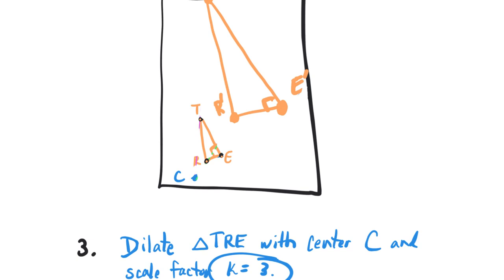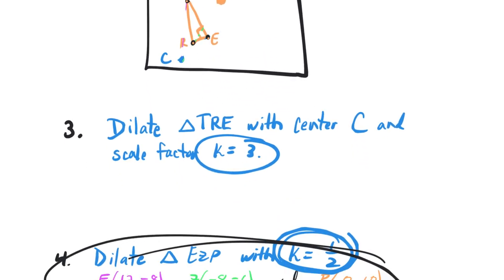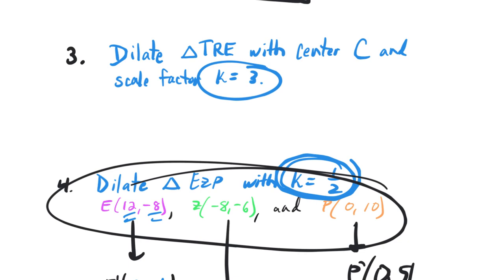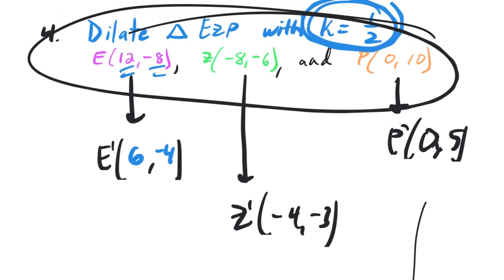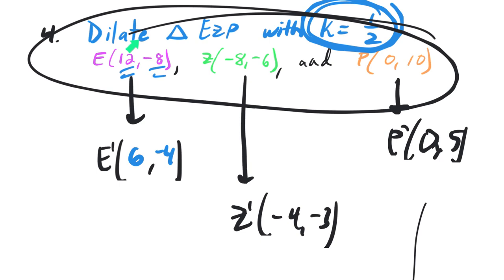Okay, and then the last board work we did was a dilation when you're given coordinates. We learned last class, when you do a dilation with coordinates, we will always assume the center of the dilation is 0, 0. And all you have to do is multiply the scale factor times all of the coordinates. So 1/2 of 12, 1/2 of -8, 1/2 of -8, 1/2 of -6, 1/2 of 0, and 1/2 of 10.